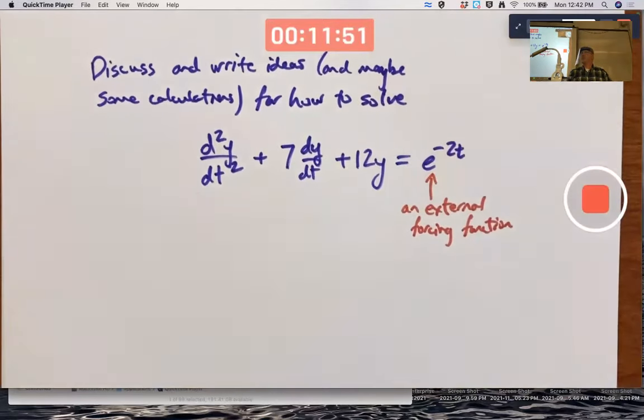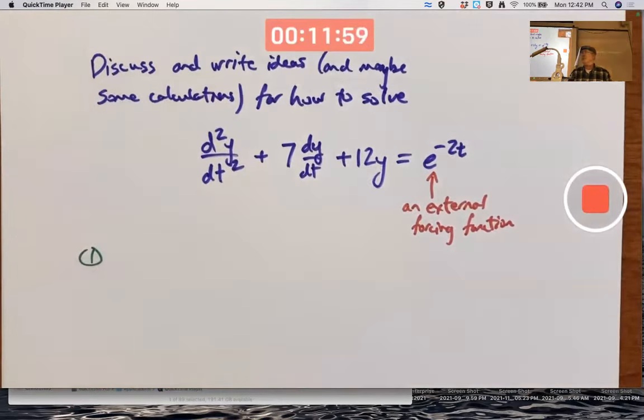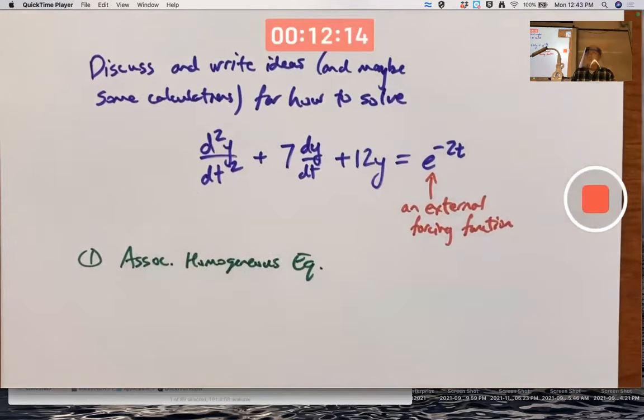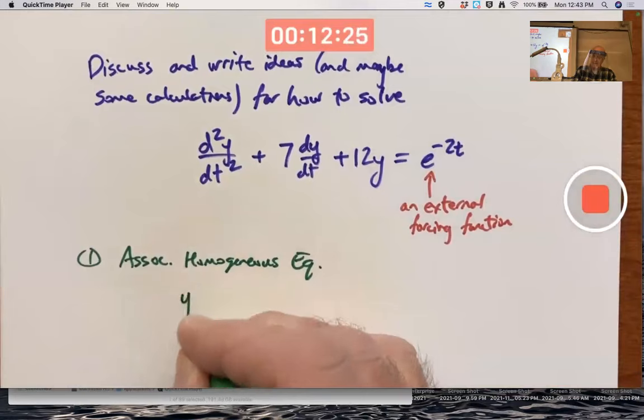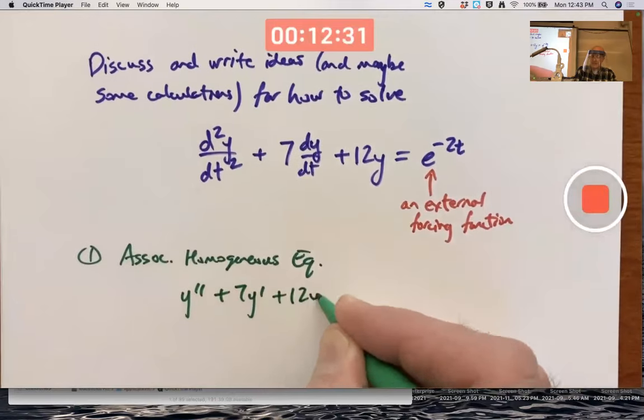So the overall strategy is very similar to what we did in chapter 1. You do want to start by considering the associated homogeneous equation, where the forcing function is 0. There is no external forcing. The only forces acting are Hooke's law and friction, damping. I'll just write it with prime notations to save time: y'' + 7y' + 12y = 0.